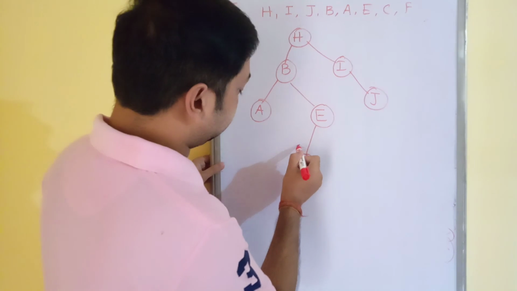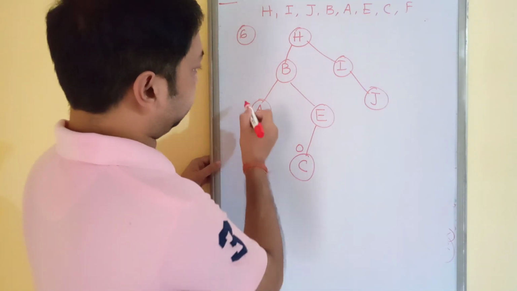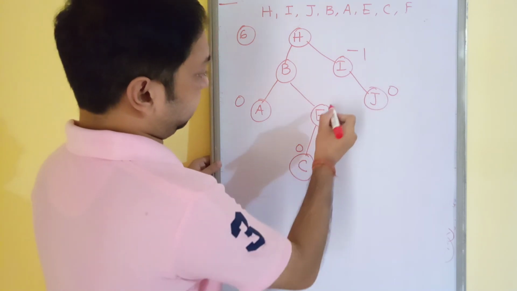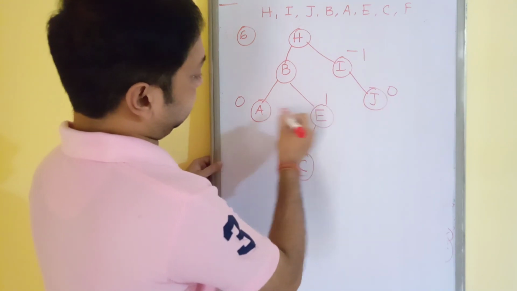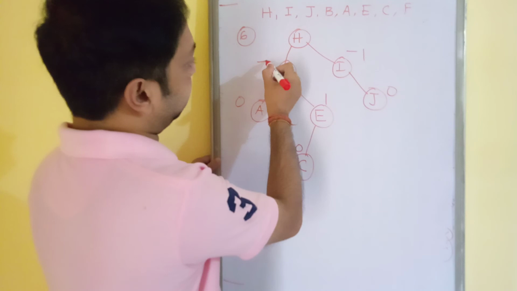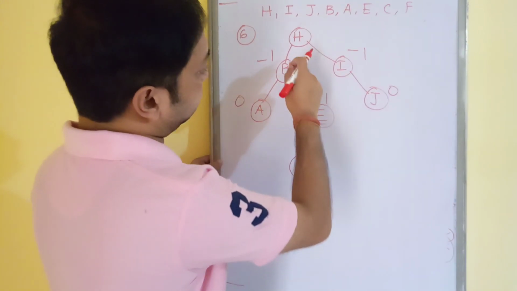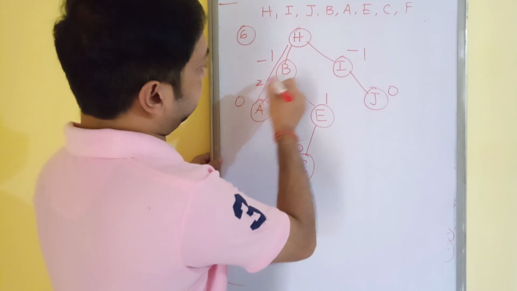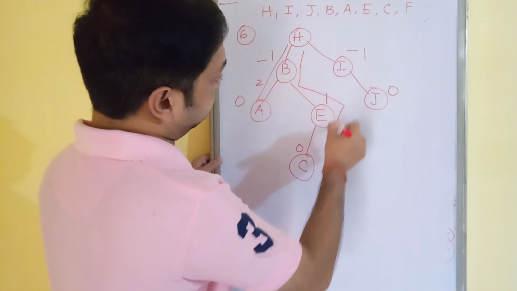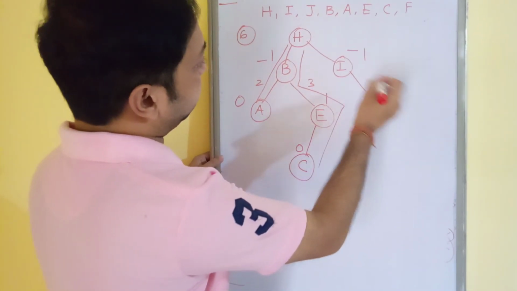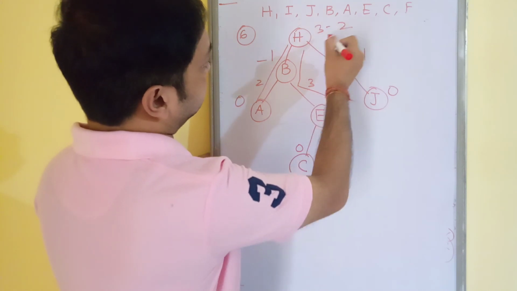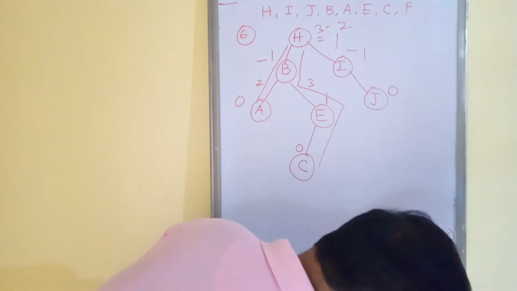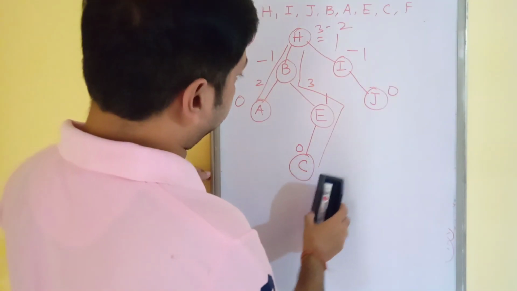Again, calculate. This is 0. This is 0. This is 0. This is minus 1. So now this is 1. This is 1 minus 2, minus 1. Now see, this has 2. This has 3. You need to take the largest path. One path is this one having 2, and one path is this one, that is 3. So 3 minus 2, that is 1. That means it's already balanced. Now move to the next part.